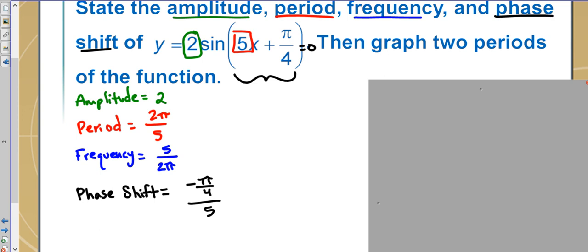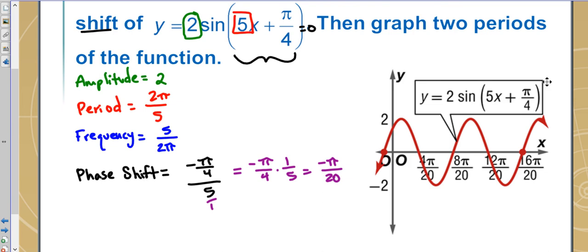Now I'm going to simplify this. And so how do you simplify a fraction being divided by a fraction? Well, if you remember, you take your fraction. This is going to be equal to negative pi over 4. You take the numerator, and instead of dividing by the denominator, you flip it and multiply by the reciprocal. So instead of dividing by 5, we're going to multiply by the reciprocal, which is 1/5. That means this will be shifted negative pi over 20. So you can shift it negative pi over 20 to get the exact location.